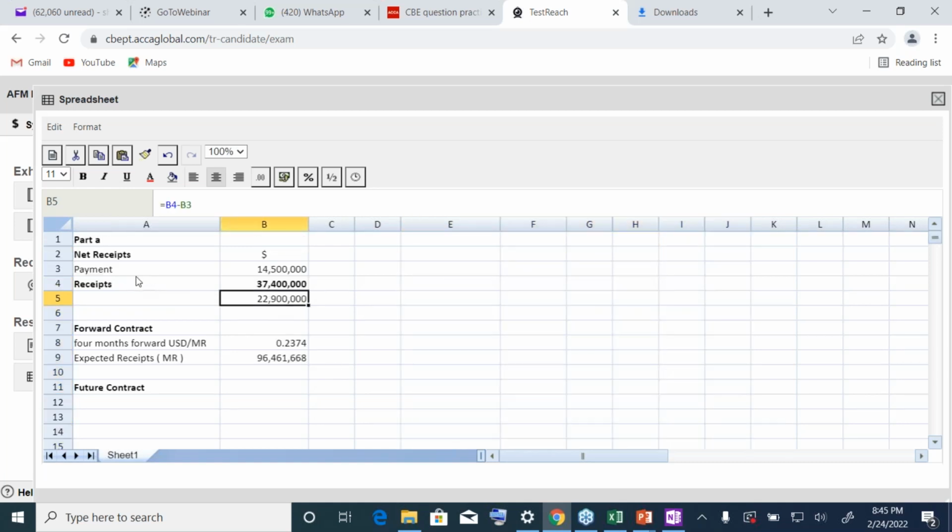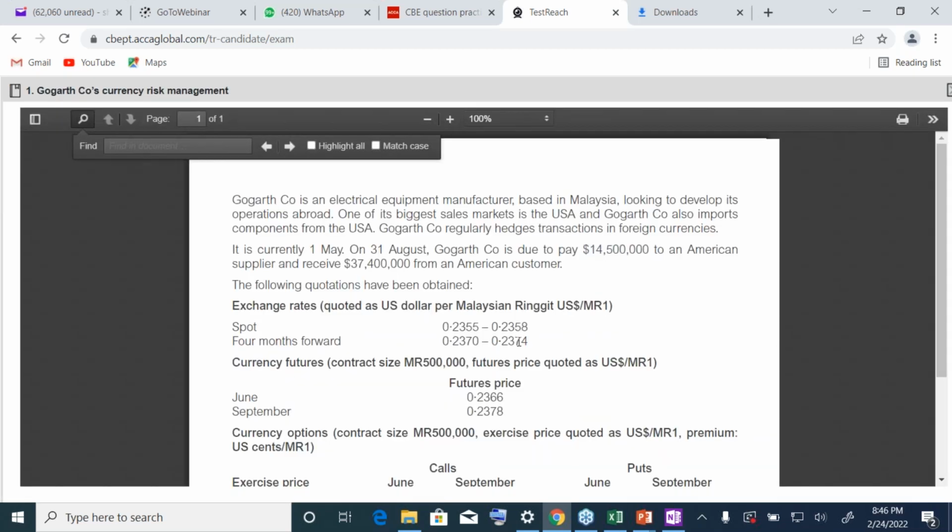This is the case of receipt. By the way, this is net receipt. So in net receipt, if we are dividing, we will be dividing with the higher rate. Two rates were given: 0.2374, 0.2370. Receipt divided with the higher, payment divided with the lower. It is that simple.